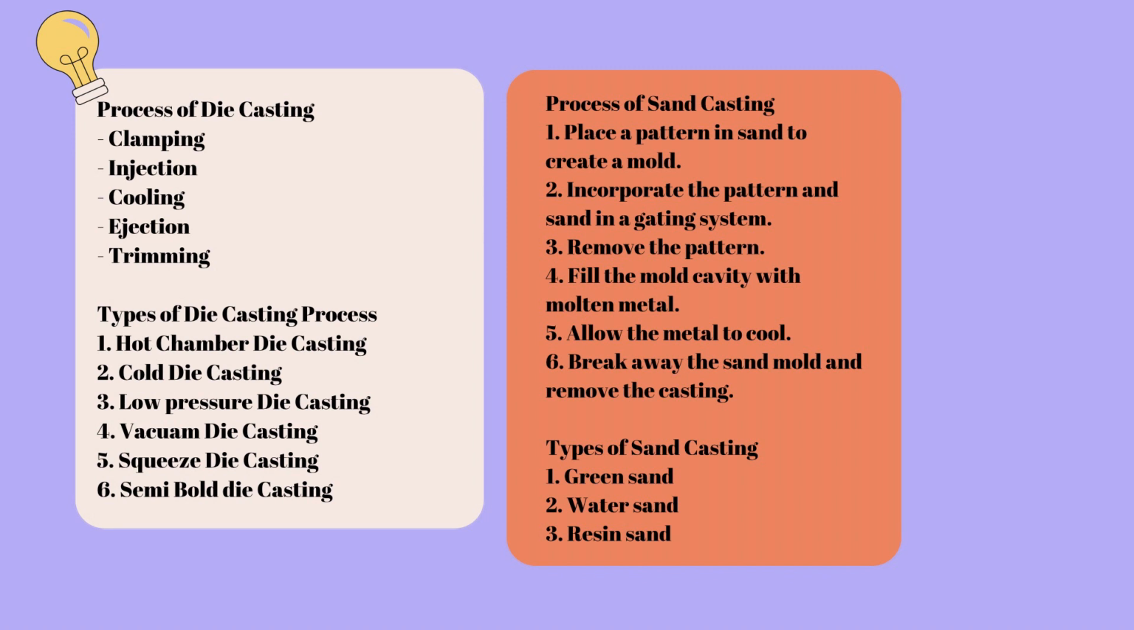And for the types of sand casting, usually we use green sand, water sand and also resin sands. Next, we can see the advantages of both casting methods. For die casting, the advantages are that we can get tighter tolerance. Besides, we also have fast production cycle times and a recyclable choice of materials.